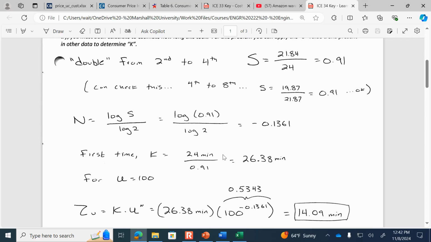If we're trying to figure out how long it takes for the 100th try, U is 100, so then it would be 26.38 multiplied by U to the power of negative 0.1361. So it's about 14.1 minutes is how long we predict it's going to take, if the same pattern holds true through the entire range. That's pretty far away from the data that we've gathered. So the trend may not continue indefinitely, but that's the best we've got for this model anyway.